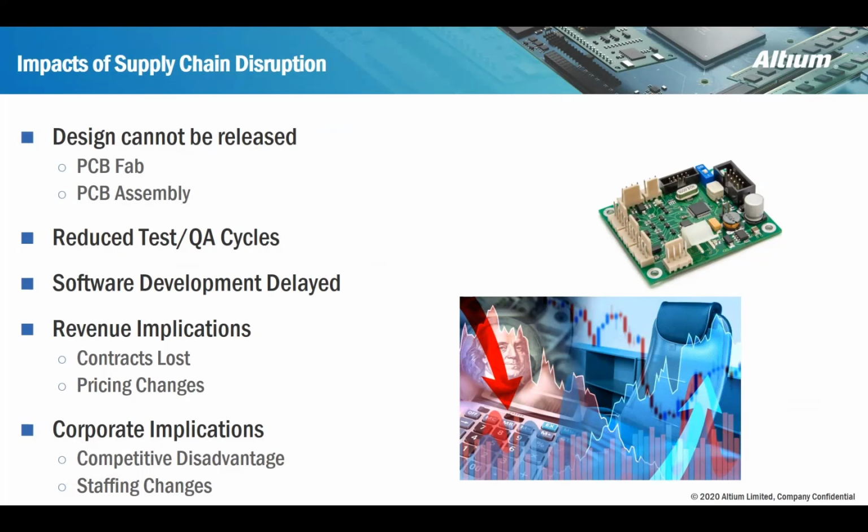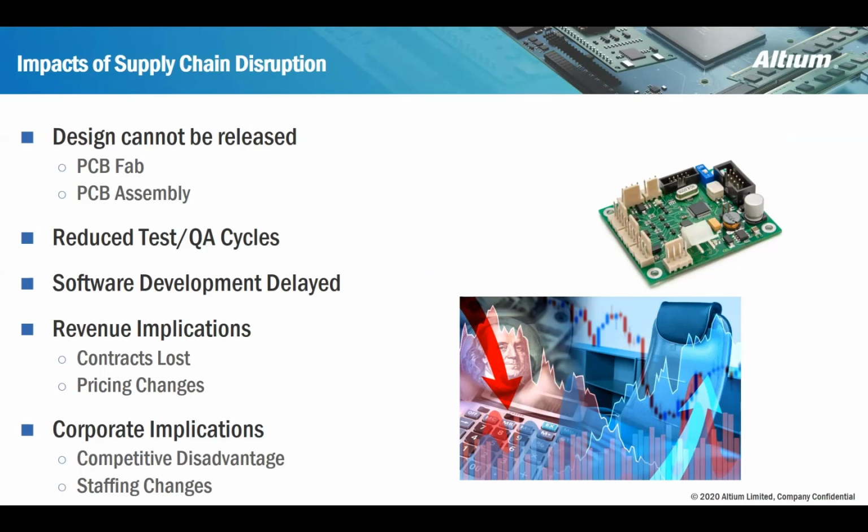The impacts of a supply chain disruption on your design cycle is that your design may not be able to be released on time. Your PCB fab and PCB assembly can be affected. The time you set aside for your test and QA cycles could be compressed. If you were doing some software development on top of your board design, that team will now be delayed, and this can cause revenue implications for you.